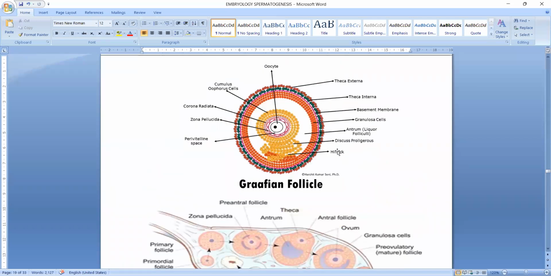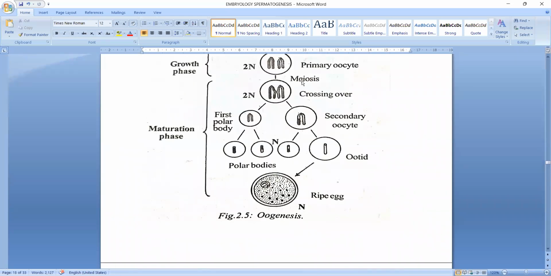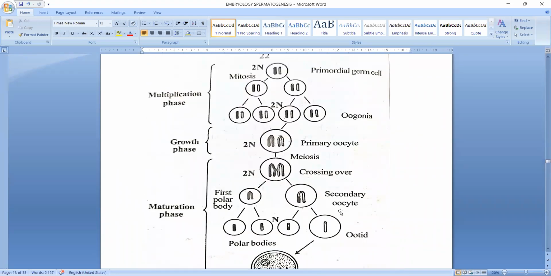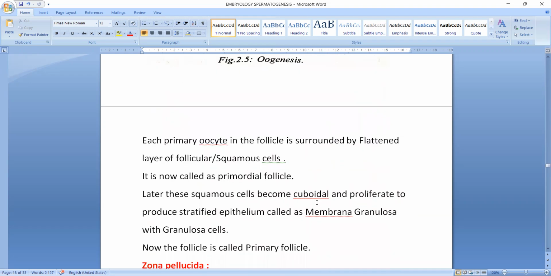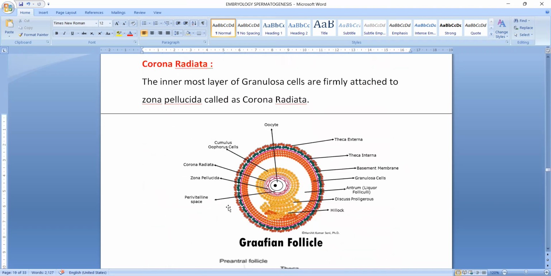Here in the follicle, this process takes place, except this last step. This last step occurs after ovulation. The secondary oocyte division occurs after ovulation. It is a little bit complex process. Anyway, this is the structure of a follicle. Here I'll just show the different parts, and later let's see how they are formed.